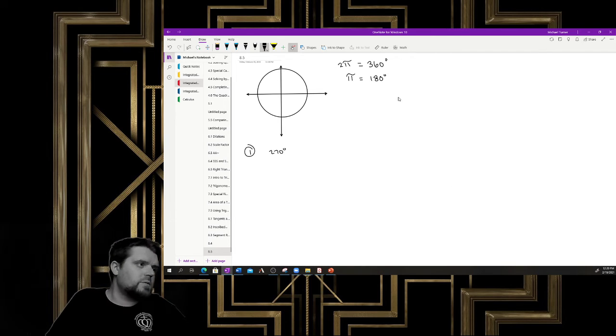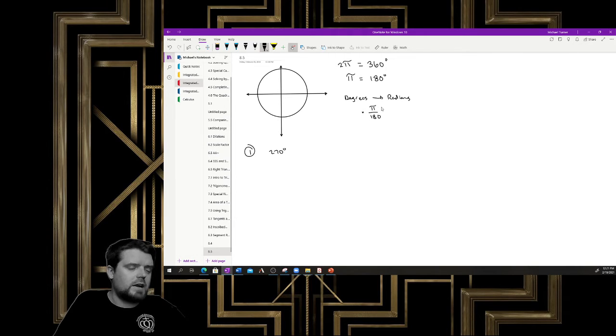So for instance, if I give you, say, 270 degrees, and I ask you to convert that to radians. So if you're going from degrees to radians, you're going to use this conversion factor, and you're going to multiply by pi over 180. So if I give you degrees, 270, and I ask you to convert it to radians, you're going to multiply that by pi over 180. And then you would simplify the fraction.